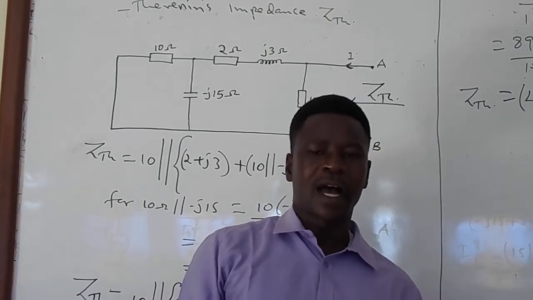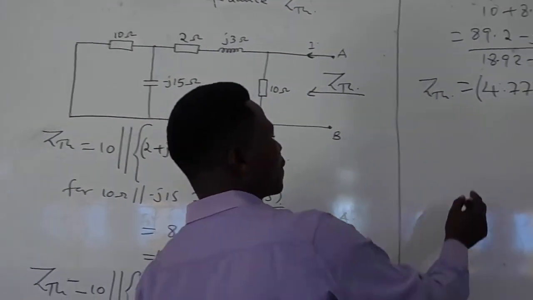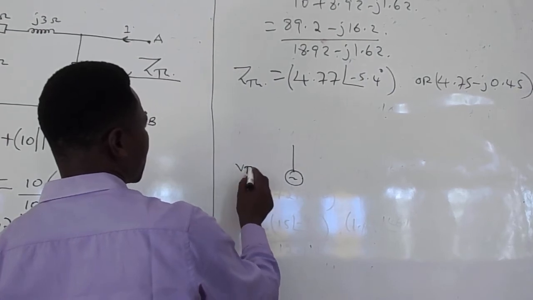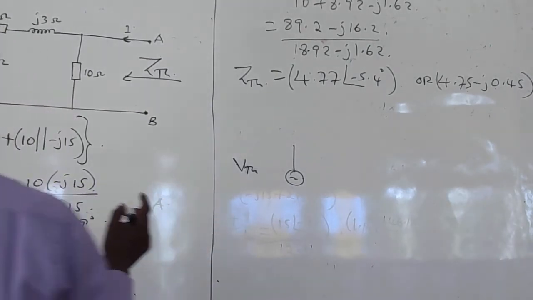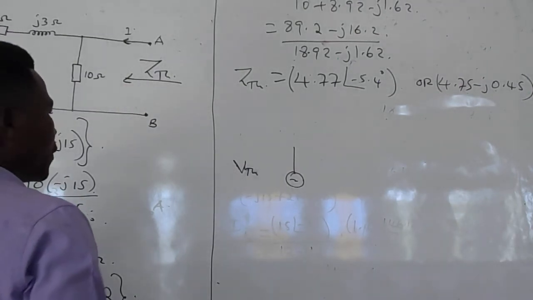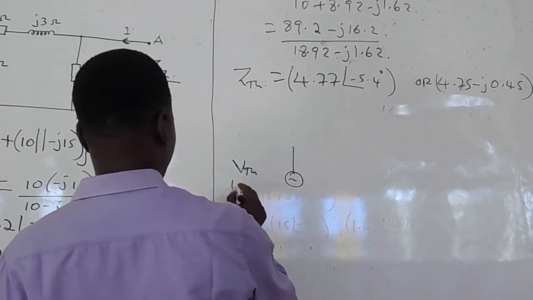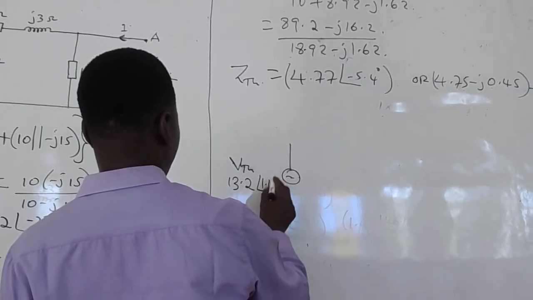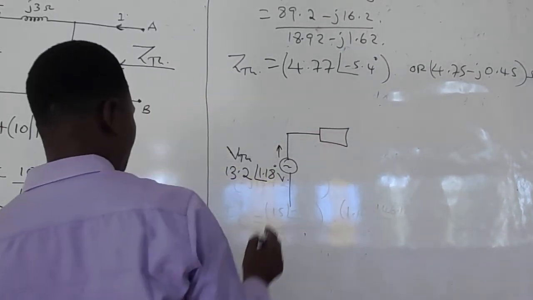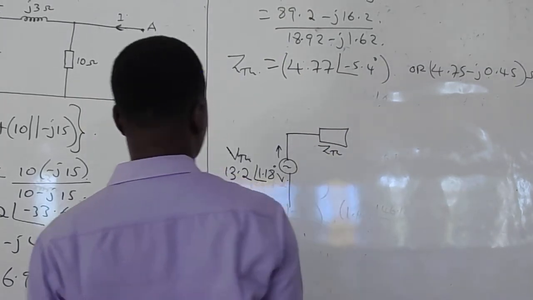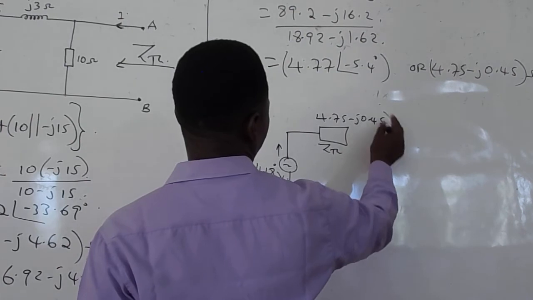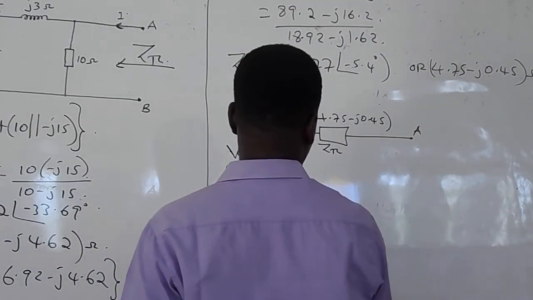Now, after getting the Thevenin's impedance, as I mentioned earlier, we need to come up with Thevenin's equivalent circuit. And Thevenin's equivalent circuit is simply the Thevenin's voltage, V Thevenin, which in our case we had calculated and found to be 13.2 at an angle of 1.18 degrees volts, supplying a series circuit of Thevenin's impedance, Z Thevenin, which we have also calculated, and that is 4.75 minus J0.45. So this is actually in series with the terminal AB.